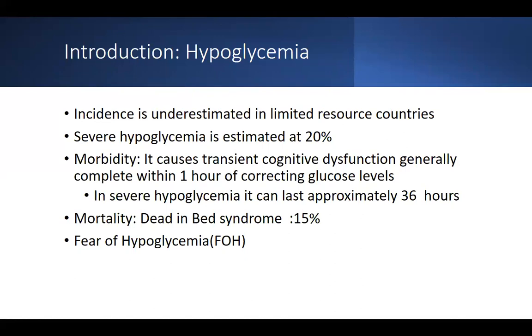Pronounced dead in bed by the coroner, only 15% are patients who had type 1 diabetes. Now, what was difficult in this series was to know whether they passed away because of the hypoglycemia or because of other conditions. But what we do know of the patients brought in this series to the coroner, 15% of them had type 1 diabetes.